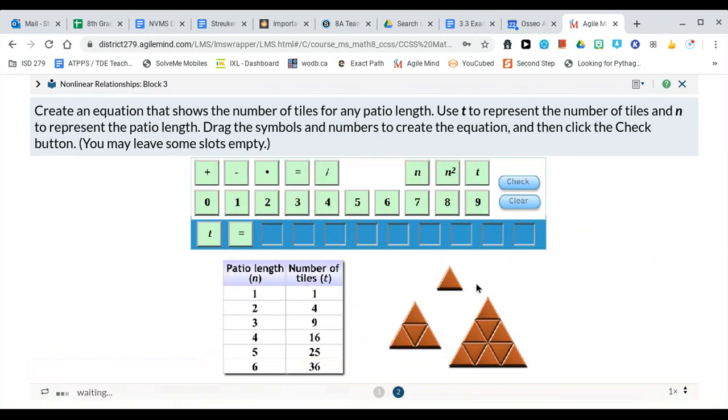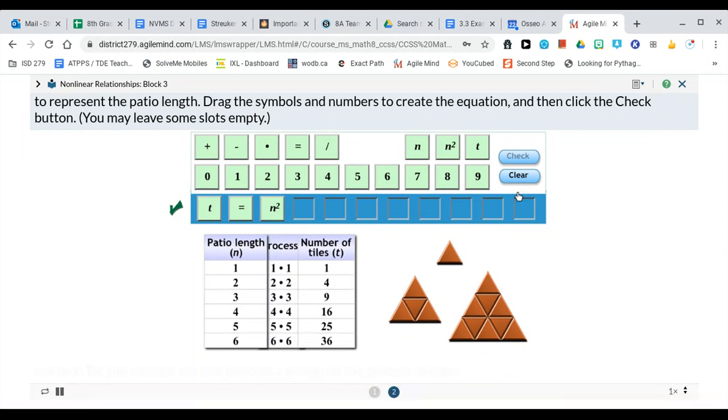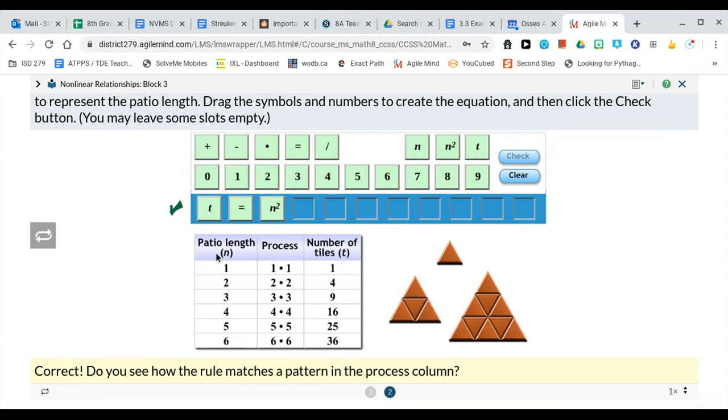Now, if we look at this one, we have 1 and 1, 2 and 4, 3 and 9, 4 and 16. Like we said earlier, 1 squared is 1, 2 squared is 4, 3 squared is 9, and 4 squared is 16, and so on. So it looks like our equation is just t equals n squared.